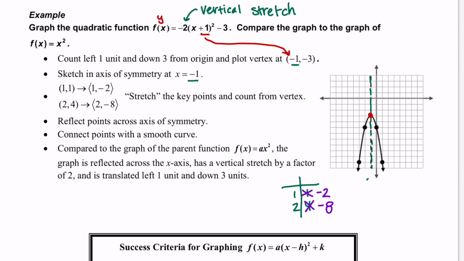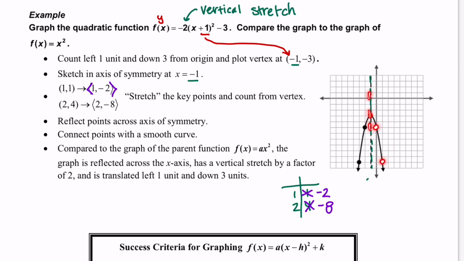These little pointed brackets are not points. So I'm not going to go over 1 and down 2 from the origin. I'm going to start at the vertex and go over 1 and down 2, and that would be where I get my next point. So from the vertex, over 1, down 2. And then my second one is over 2 and down 8. Okay, so I get this point and this point.